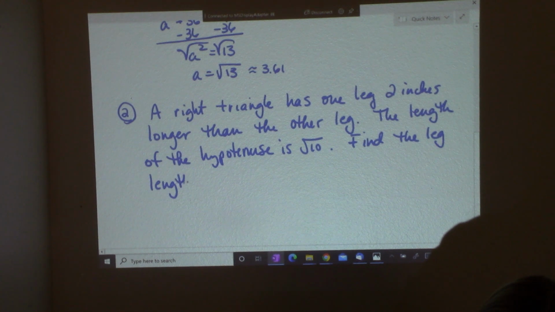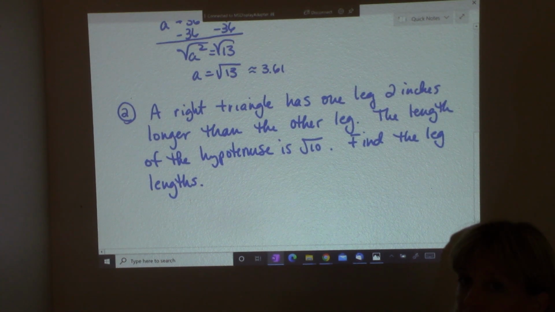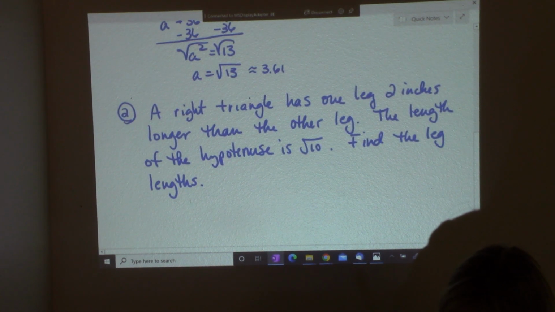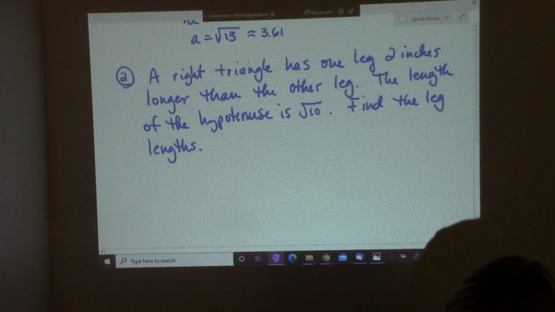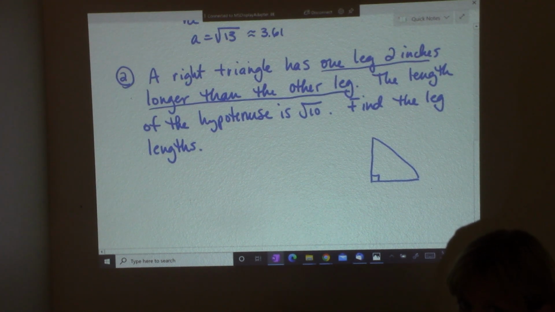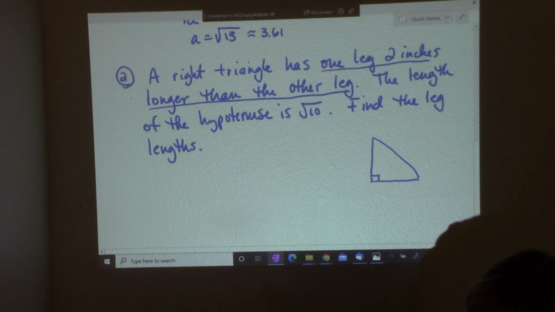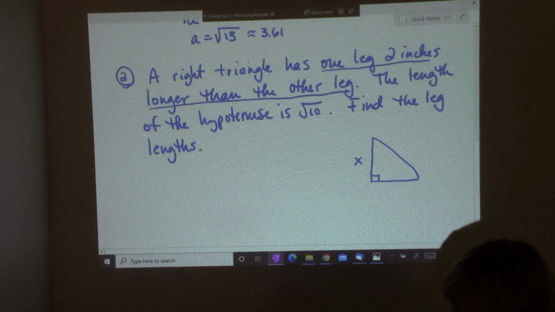All right, now again, if you're behind, go ahead and pause the video and write all of this down. I'm going to keep going. Now, this is where the algebra comes in. I have my right triangle. Let's see what I have. One leg is 2 inches longer than the other leg, and I don't know either of them. So I'm going to call one leg X. I don't know it. The other leg is 2 inches longer.